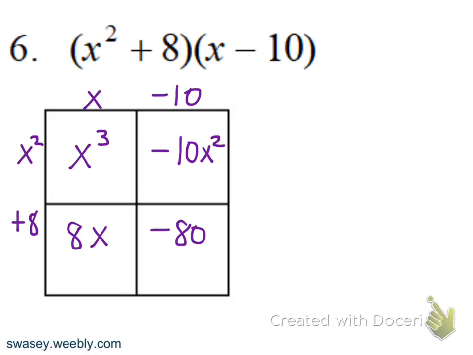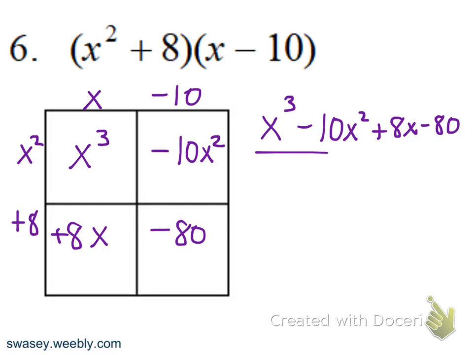Now we're looking at the diagonal ones, but this time they are not like terms. So even though oftentimes we see the like terms diagonally, you don't see it on this one. So x cubed, there's no other like term with that. Negative 10x squared, no other like term with that. Plus 8x, and then minus 80. So we write our final answer in standard form, or descending order, highest to lowest exponent, and this time there were no like terms to combine.